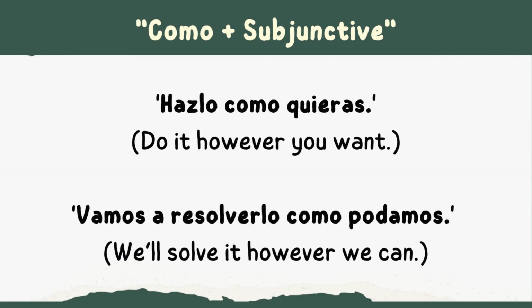Starting with como. We use como with the subjunctive when we want to express a condition or manner that is uncertain. For example, hazlo como quieras. Do it however you want. Vamos a resolverlo como podamos. We'll solve it however we can. In these sentences, the action depends on an uncertain condition.